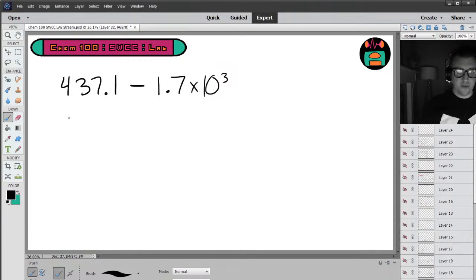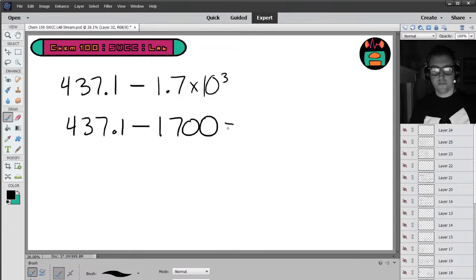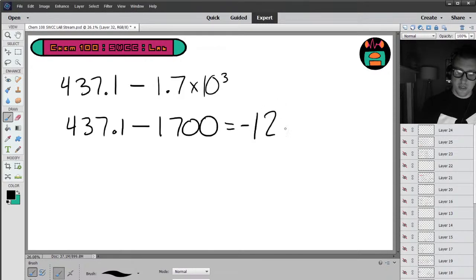So now we have 437.1 minus 1,700. I can't do this math in my head. Well, I guess I could, but it'd be slow and cumbersome. So I'm going to go 437.1 minus 1,700. This comes out to be negative 1,262.9.